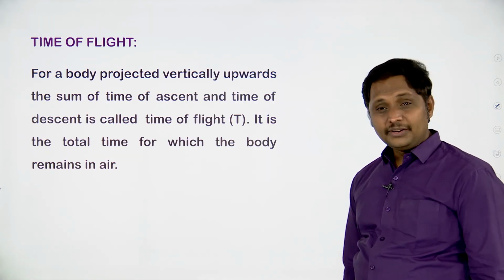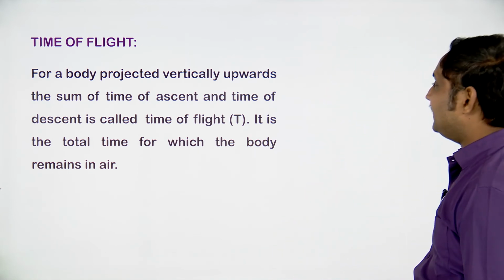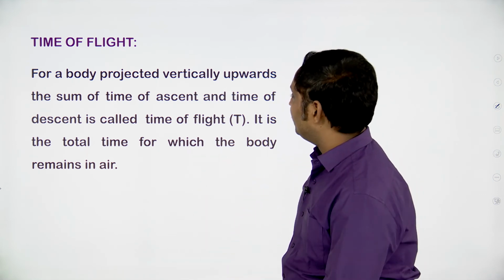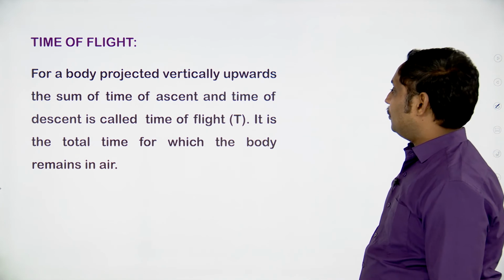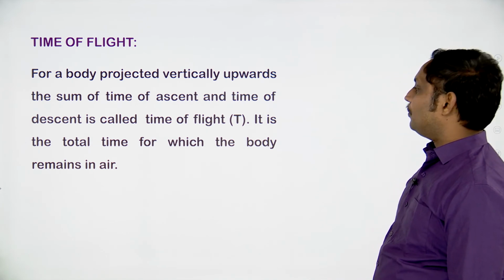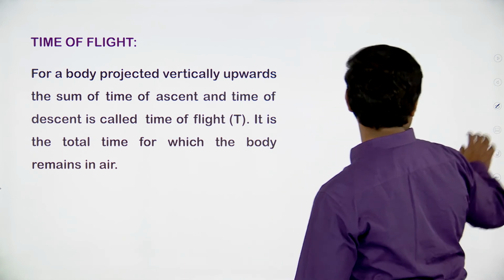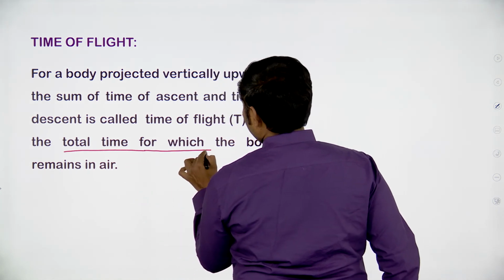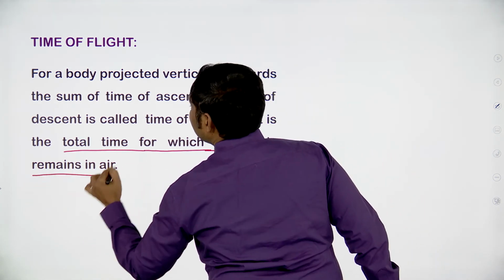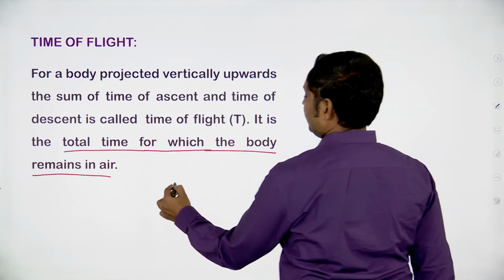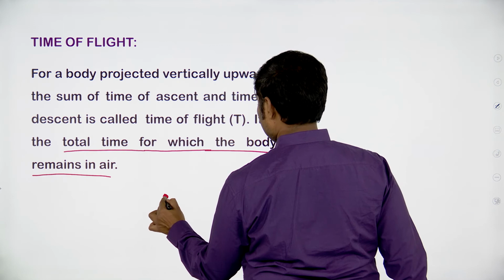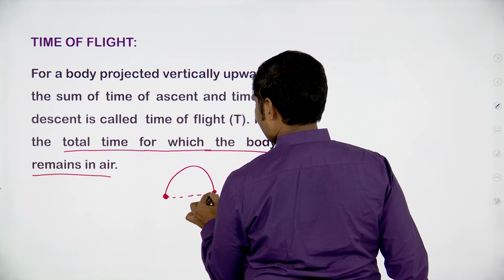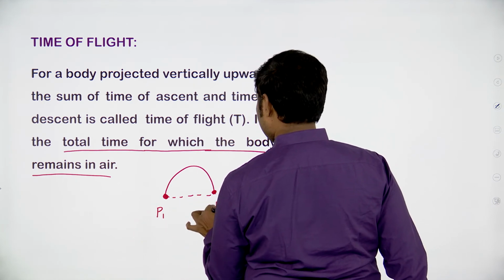Have you seen that? Time of flight for a body projected vertically upwards: the sum of time of ascent and time of descent is called the time of flight. So it is the total time for which the body remains in air. It's very, very important. Keep in mind, have a look. It is the total time for which the body remains in air. This is going to be the point of projection. This is the projection point. This is P1 and P2.